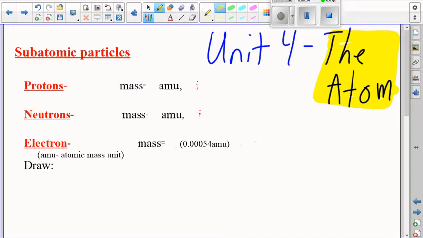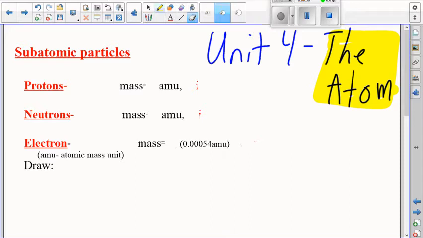Okay, so we got to talk about the subatomic particles. What makes an atom an atom? So sub means below, like submarine is below the marine, the sea. Anyways, subatomic particles are the pieces of an atom. No, these are just regular notes that you're taking. So subatomic particles are all the pieces that make up an atom.